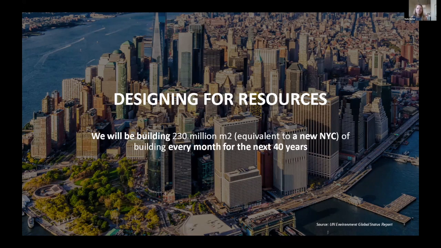And this is really critical when we look at the future of design, and we look at stats like this where we see that we're going to be building 230 million square meters, which is equivalent to a new New York City, every single month for the next 40 years. So we know that our impact is going to be substantial in the future. And so it's critical that we really begin to look at not only how that impacts operational energy, but our embodied energy and the materials it takes to create this.